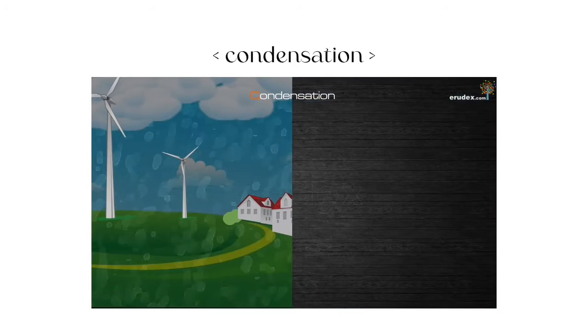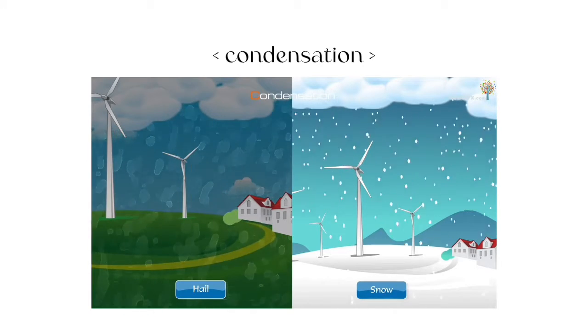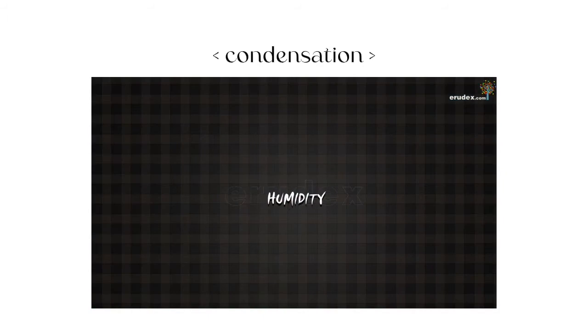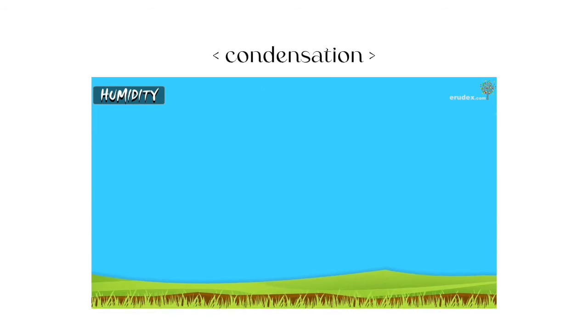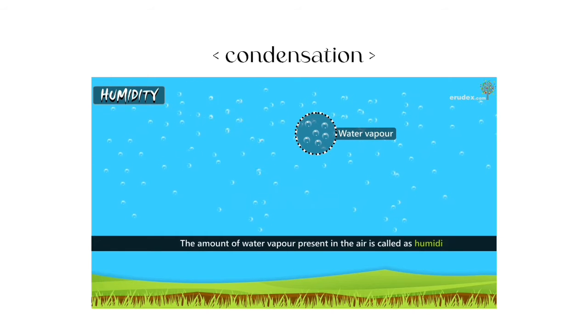Sometimes these drops can come down as hail or snow. Humidity. The amount of water vapor present in the air is called humidity.